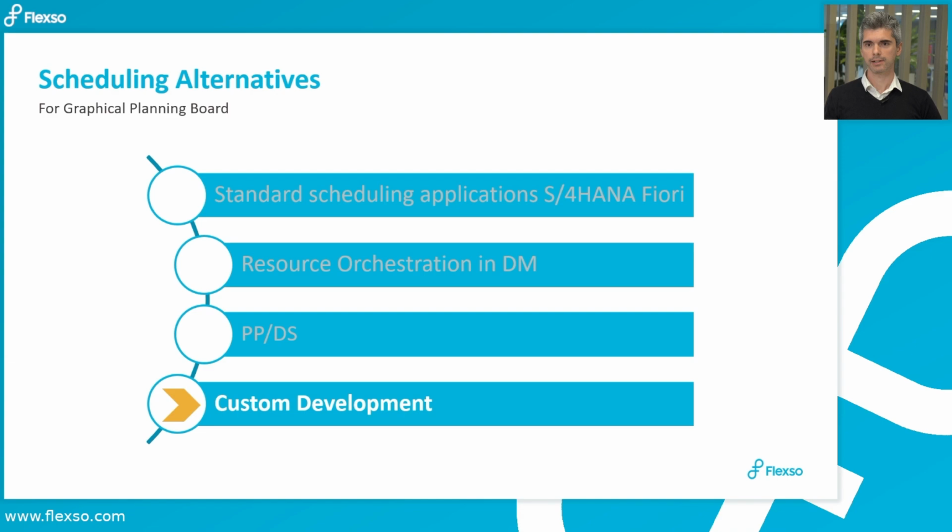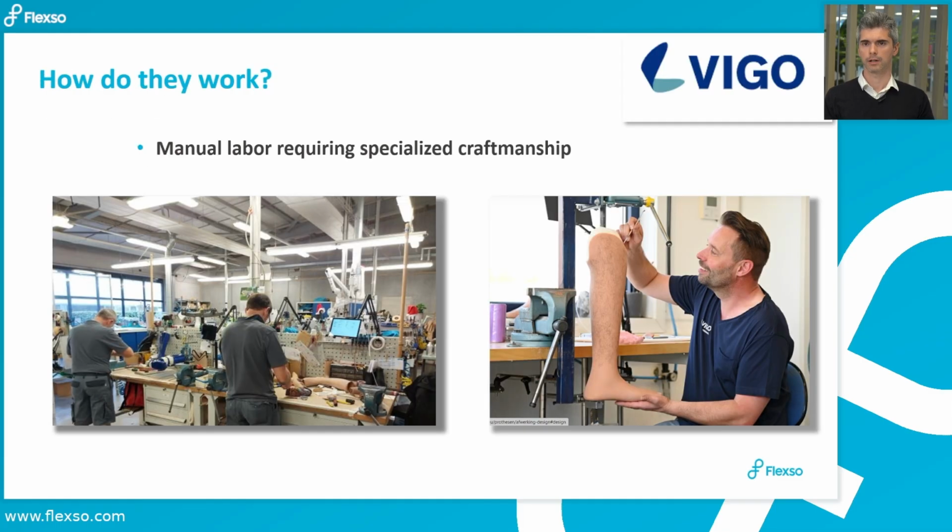So the final alternative is actually a custom development we built ourselves here for a particular customer a few years back, and we want to give the full context on why we built it. We built it for a specific company called Vigo, right? And what does Vigo do? They build or they produce orthesis, prosthetics, wheelchairs for people with disabilities.